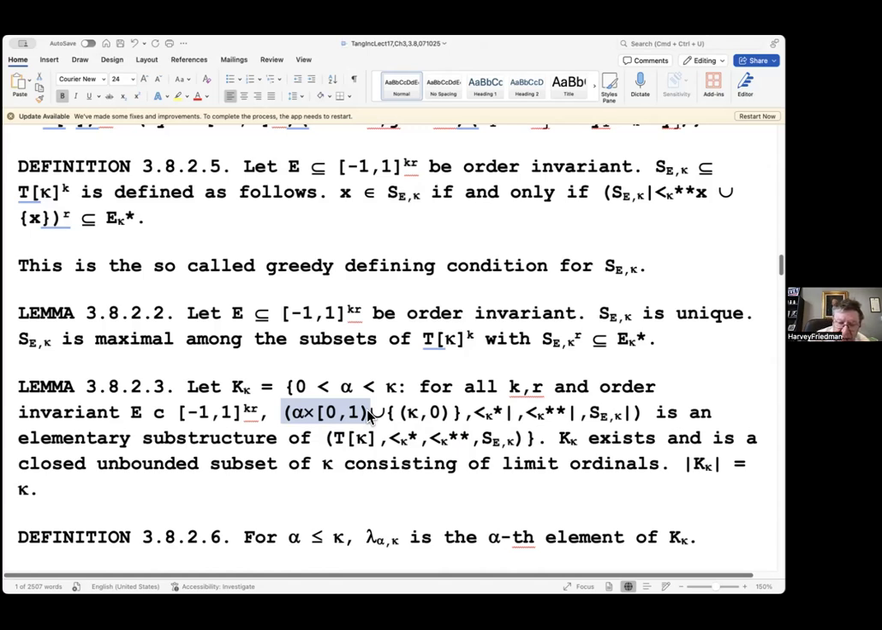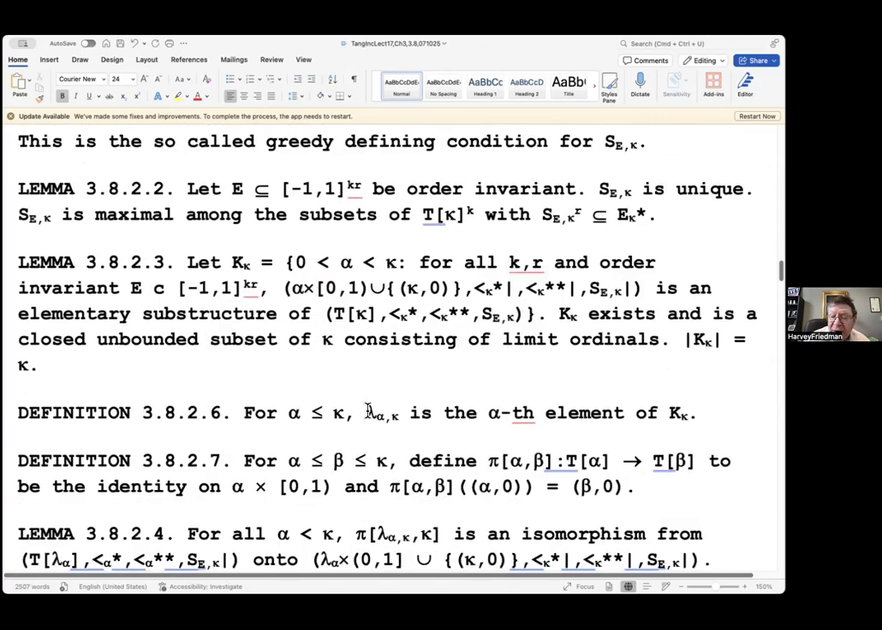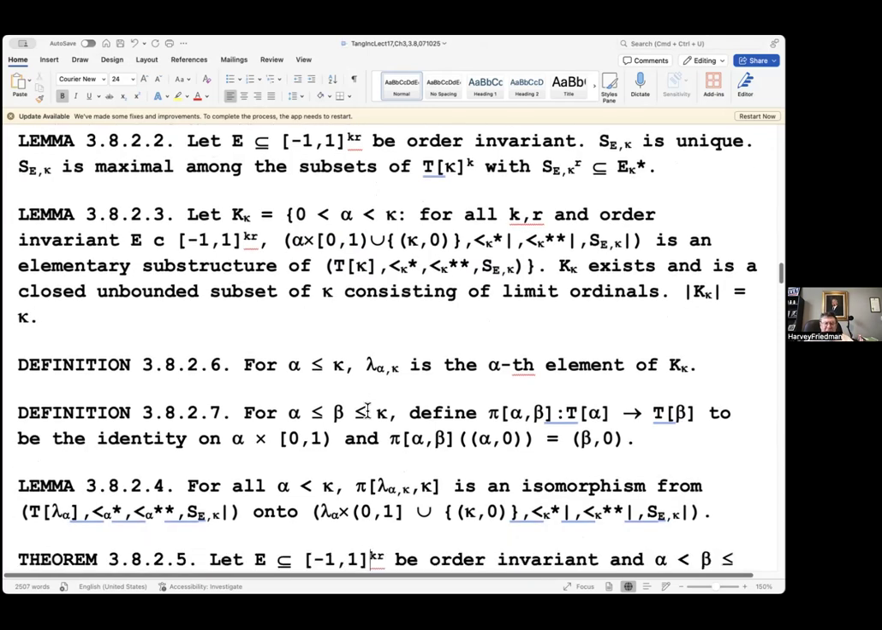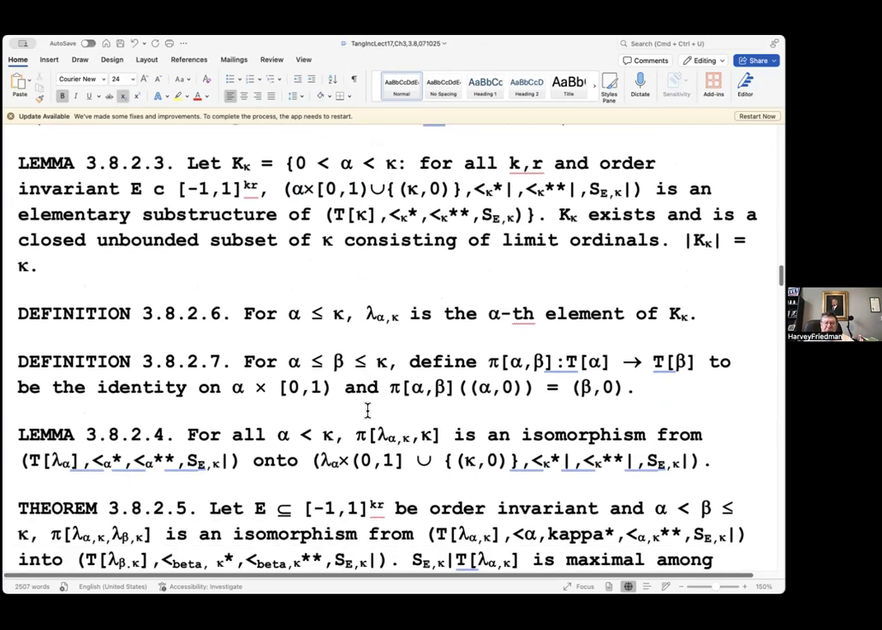And you're going to use regularity in order to pull this off. You're going to use that kappa is regular. Oh, and cofinality bigger than zero. Yeah, you need uncountable regular, sorry, uncountable regular is what you need for this. All right, now we need the notation. Lambda of alpha, kappa is the alpha-th element of K_kappa. Now we really care about alpha, but we also have to say that this is with reference to kappa, right?